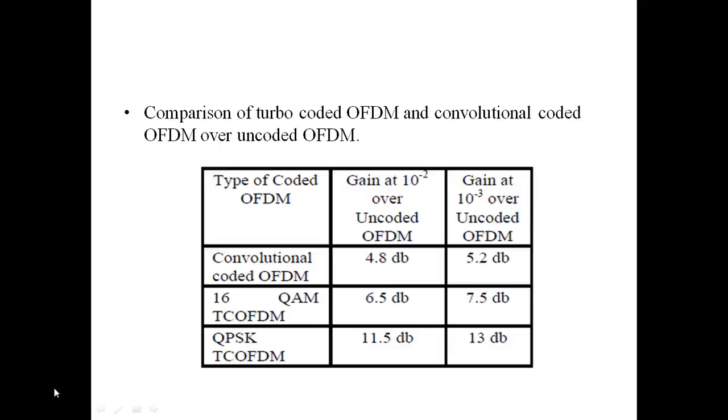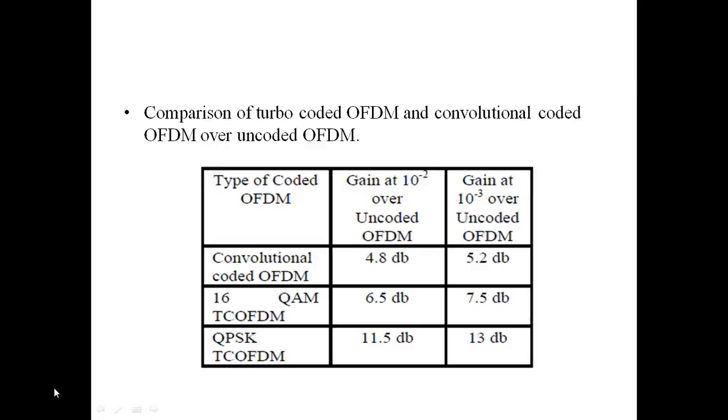Now this table shows us the comparison of turbo coded OFDM and convolutional coded over uncoded. The main objective of this project is to compare the performance analysis of the coded OFDM and the uncoded OFDM. The coded is with the turbo codes and the uncoded is without any coding techniques. Now the convolutional coded, which is the primitive one, at 10 to the minus 2 is 4.8 dB, and for 10 to the minus 3 is 5.2 dB.